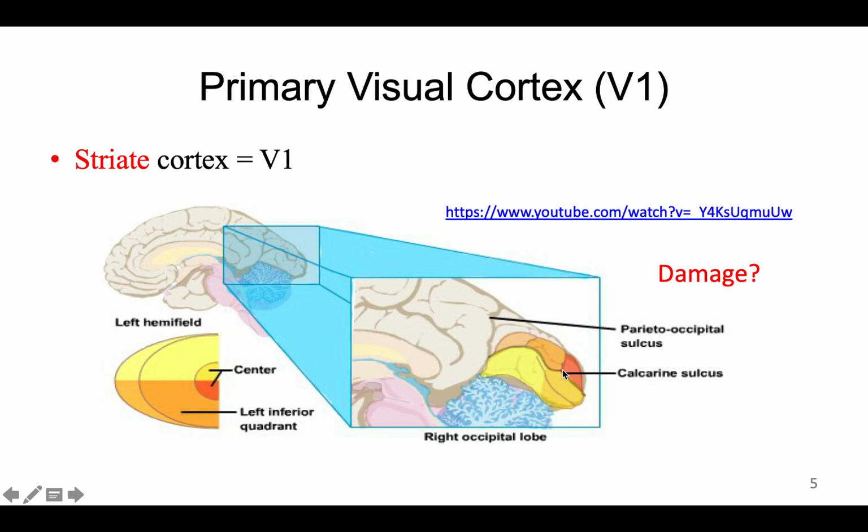If you have damage to the primary visual cortex, you will not have any conscious awareness of an ability to see. But you might still have some visual reflexes because those don't require conscious awareness.